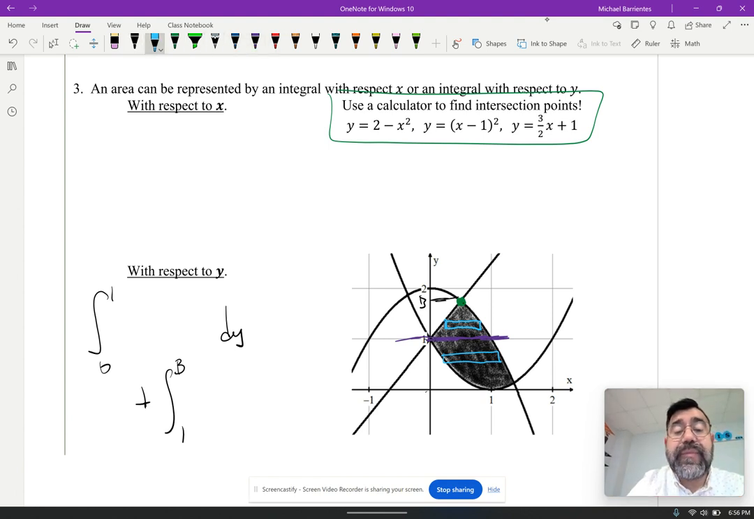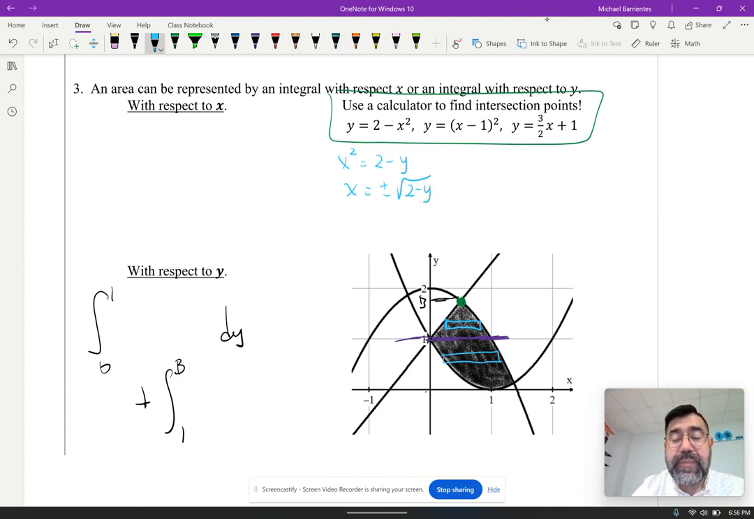So let's see. Solve for y. I'm going to add the x squared to one side. I'm going to subtract the y to the other side, and I get this. And then I'm going to take the square root. So x equals positive or negative square root of 2 minus y.